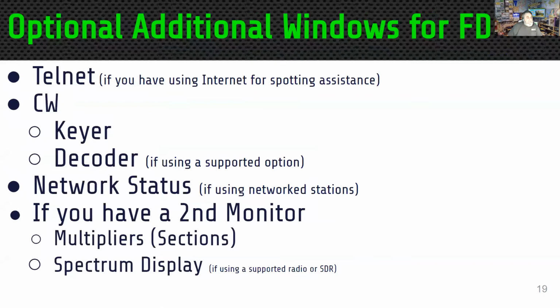Some other windows you might consider for Field Day: Telnet if you're going to be using internet spotting assistance. If you're going to be doing CW, you can pop up the little keyer window if you want. There's also, if you're using a supported decoding software, you can have that display on the screen in one of the windows. And if your computers are networked, multiple computers networked for a Field Day setup, you can have the network status up. And if you have a second monitor, you might want to put up the multiplier screen, but there's a problem with the multipliers display for Field Day, and I'll actually show you what that looks like. It's a little difficult. And again, also if you have enough space and maybe a second monitor, you might want a spectrum display if your radio supports that.